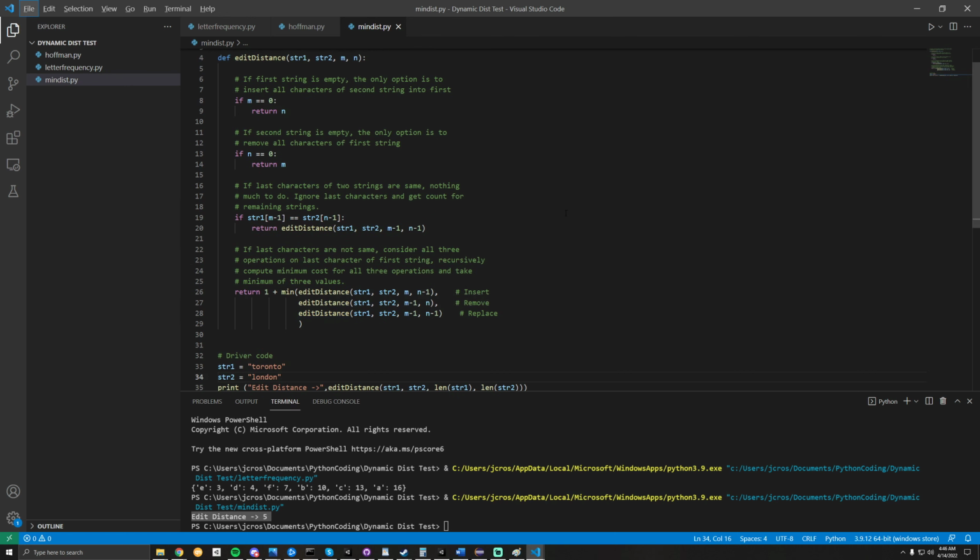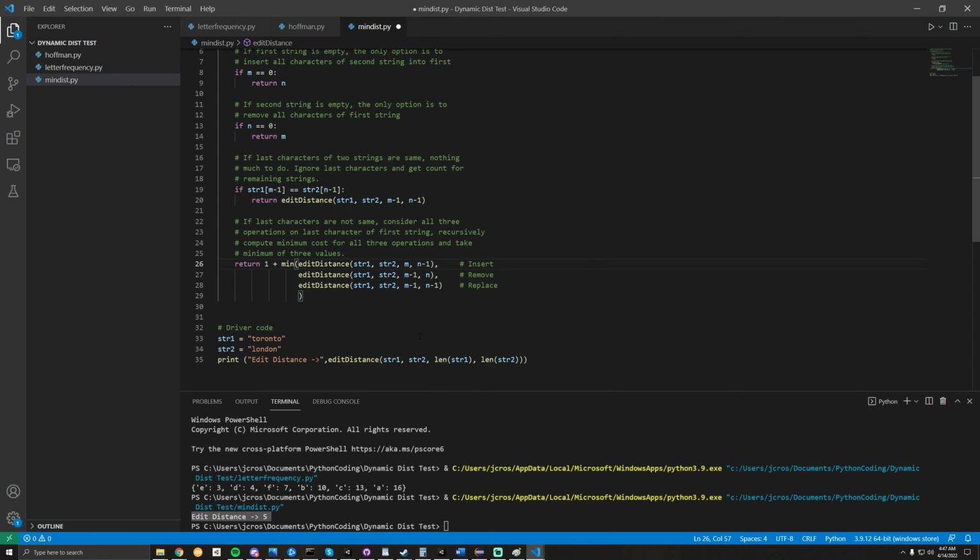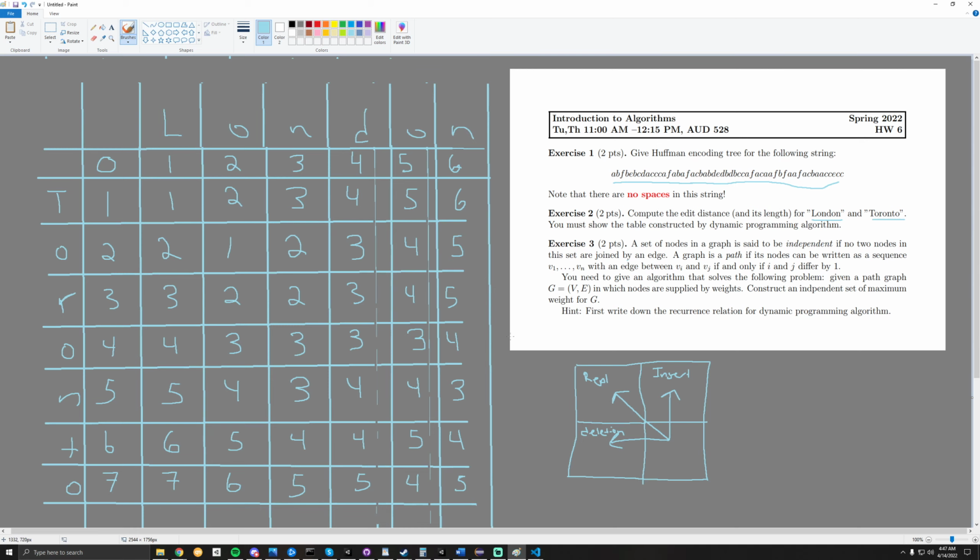And if you want to, it's a very simple algorithm. It handles our base cases and does each of the 3 things at each step. It finds the minimum, so 1 operation plus the best case of either inserting, removing, or replacing. It ends up finding an edit distance of 5 there. And that's what we ended up getting here. We had a total distance of 5 to convert London into Toronto.